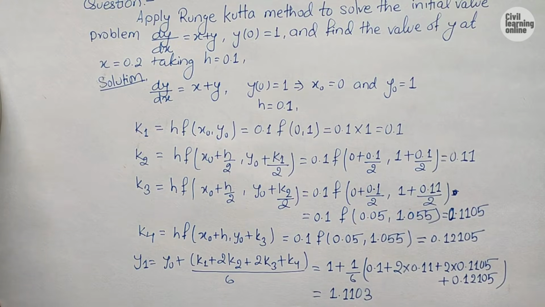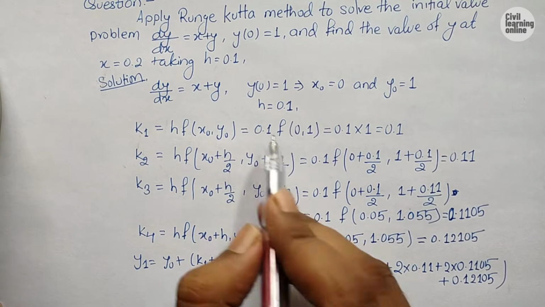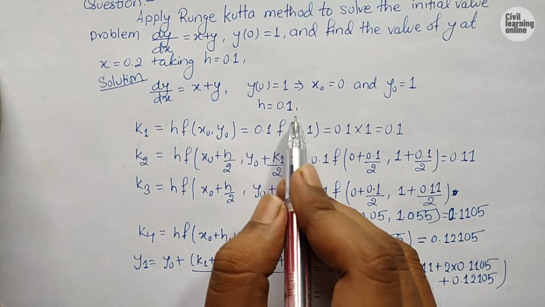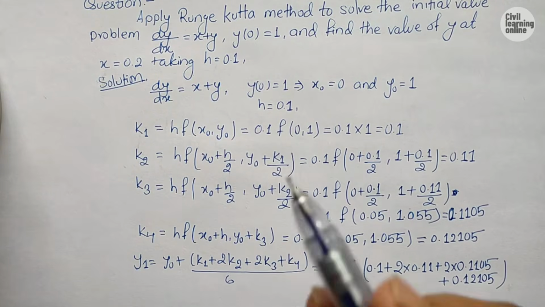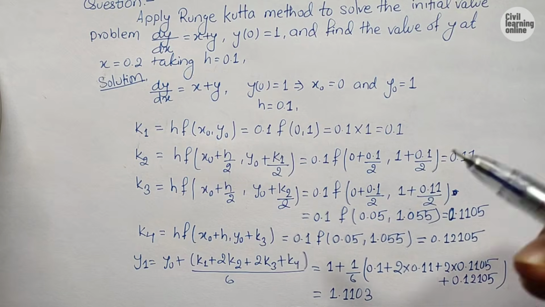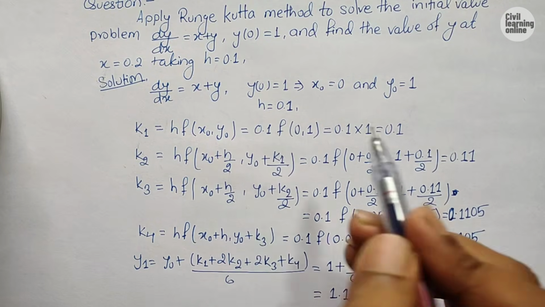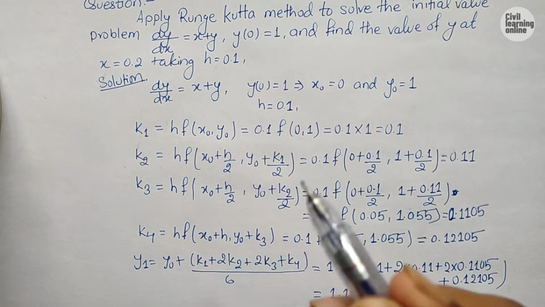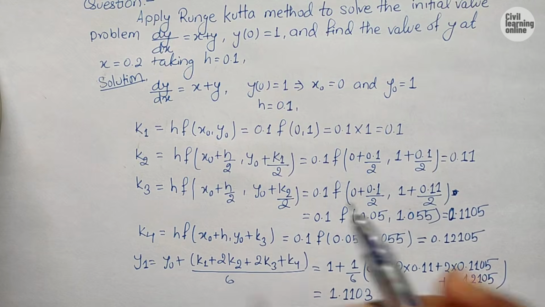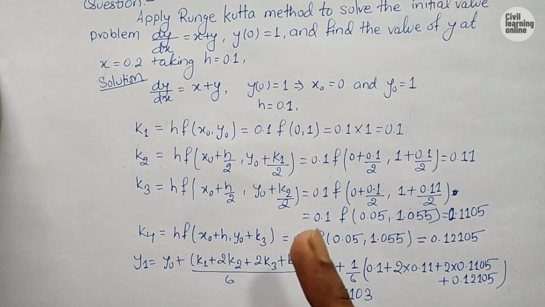Time to calculate the value of y at x equals 0.2, which we are asked in the question. And previously we took h equals 0.1. So this time our x2 is going to be x0 plus h, meaning 0.1 plus 0.1. So we will get the value of x2 equals 0.2, and for that value we will calculate the value of y. Let us see how it is done, and that will be our final step.